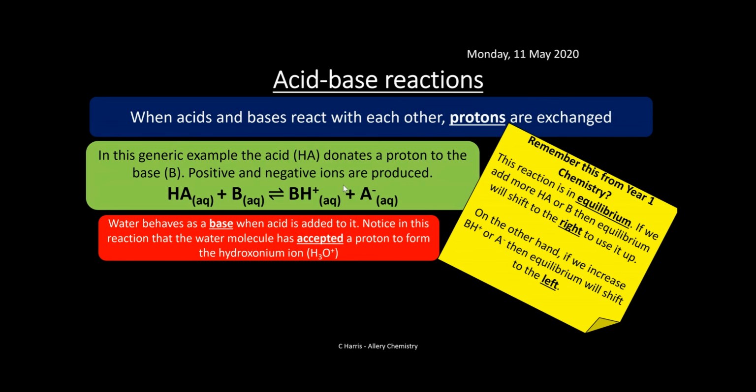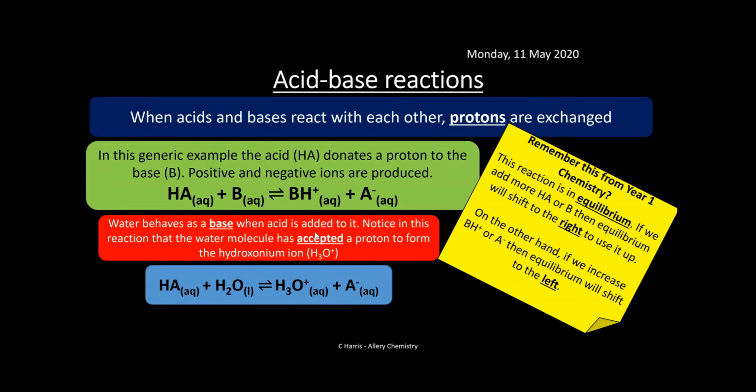So water behaves as a base when acid is added to it. You can notice in this reaction that the water molecule has accepted a proton to form your hydroxonium ion. This is obviously the previous reaction that we've seen, not particularly this reaction, but it accepts that H plus, as you can see. So you've got your HA plus your water forming your hydroxonium ion or hydronium ion plus your A minus. So this is the reaction where you can see the water has accepted the proton to form H3O plus.